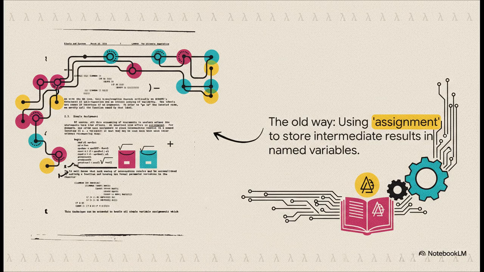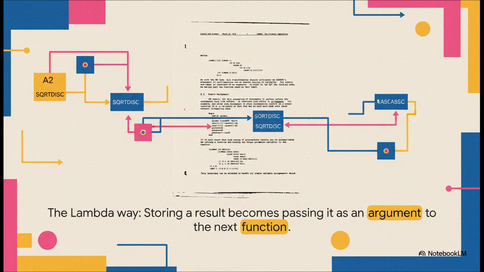Here, they're calculating some roots and storing them in root 1 and root 2. Seems pretty fundamental. Well, the Lambda approach totally turns this on its head. Instead of storing a result in a variable, you just pass it directly as an argument to the very next function that needs it. You can see it right there. The values get calculated and then immediately fed into the next function as a parameter. The whole idea of a separate storage step is just gone.